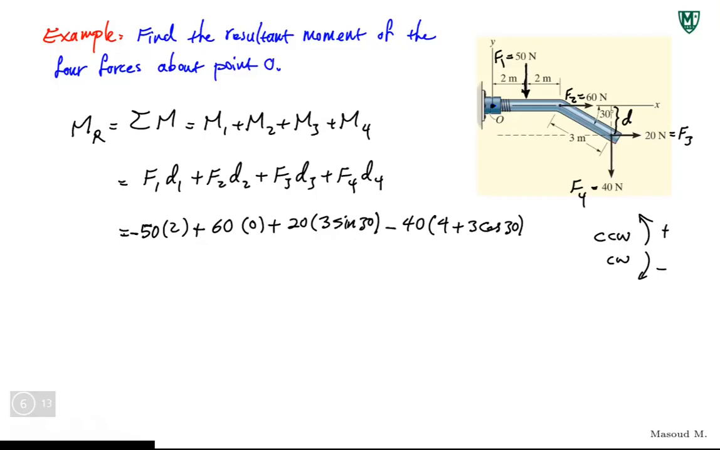So if you do this math, you'll get the value of the resultant moment. That will give you minus 334 Nm. Since it's negative, it means it's clockwise. So you can either write it this way, or you can write it as 334 Nm clockwise.